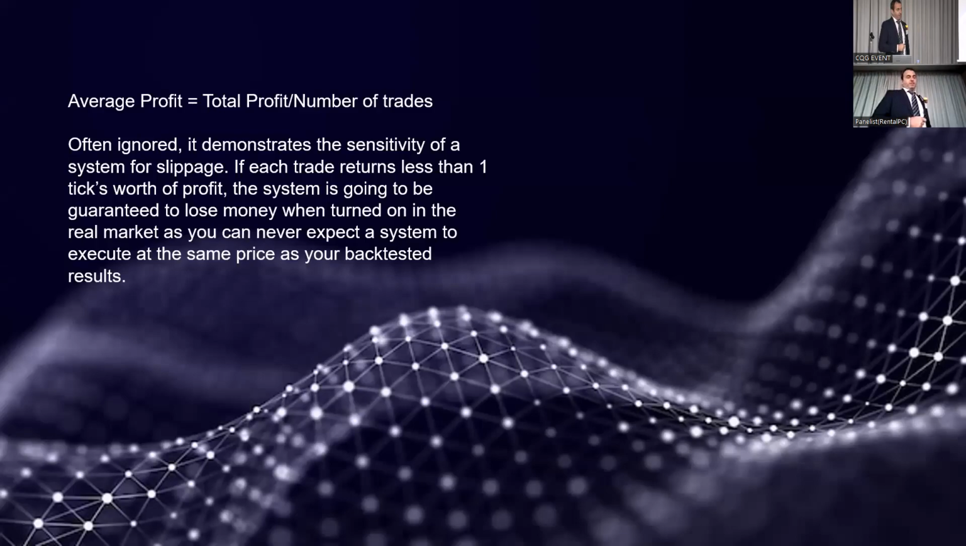Average profit is again a simple thing, but often very much ignored, because it represents the profits divided by the number of trades. A lot of the time, traders find something that they believe is working. But if you trade 1,000 times and you only make one tick worth of money for every trade, you can be pretty sure that when you run this in the real market, it'll lose money because of slippage, because you can't always get executed at the price that you expected.